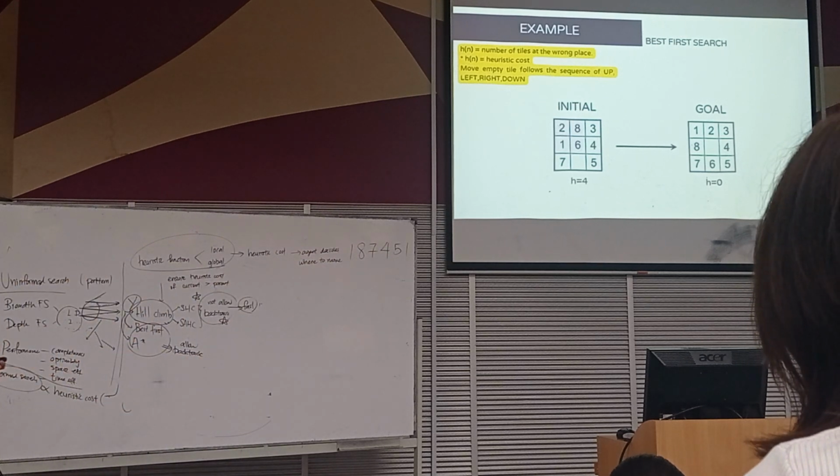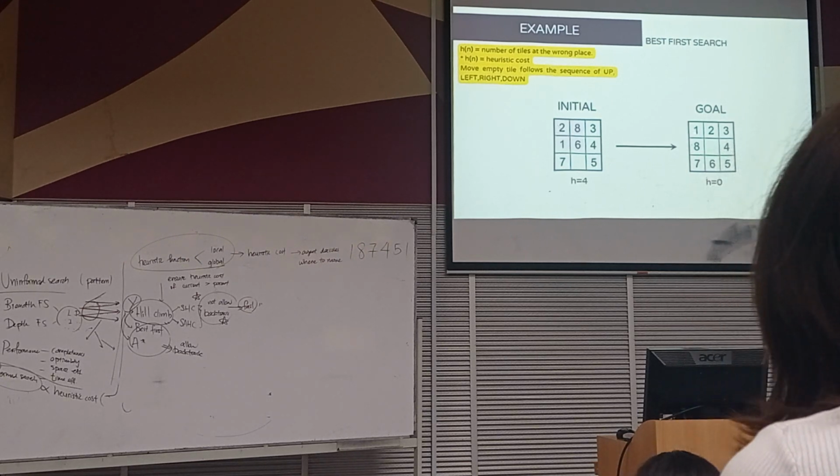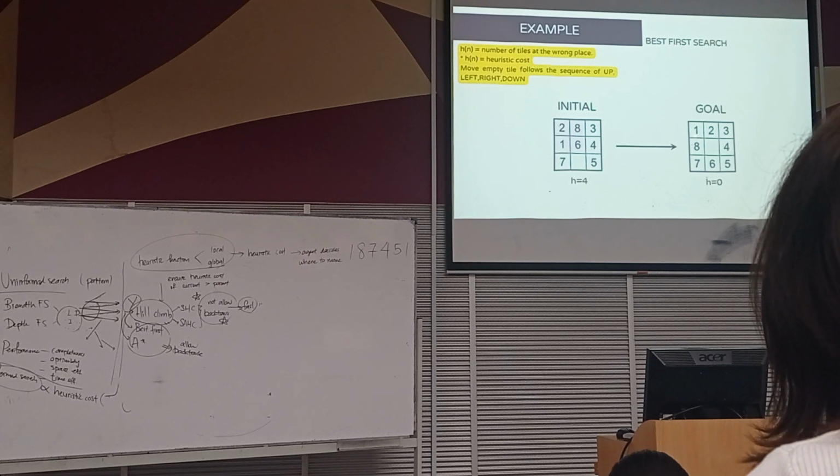Alright, so look at this example again. This is a goal state. That's why you get a heuristic cost equal to 0, because none of the tiles are in the wrong position, all are at the correct position. So we add up together, and we get 0.